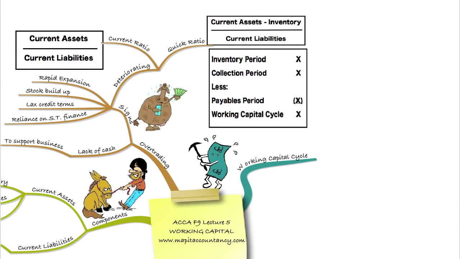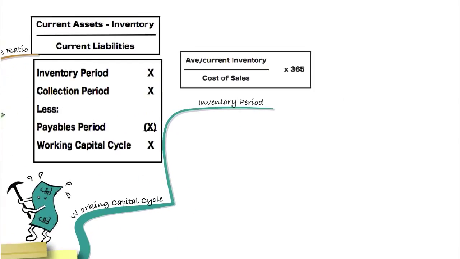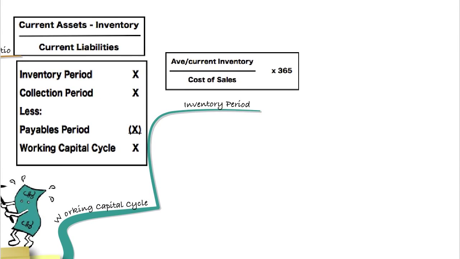The working capital cycle then, well, this is it. It's our inventory period plus our collection period less our payables period, and that gives us our cash operating or working capital cycle.